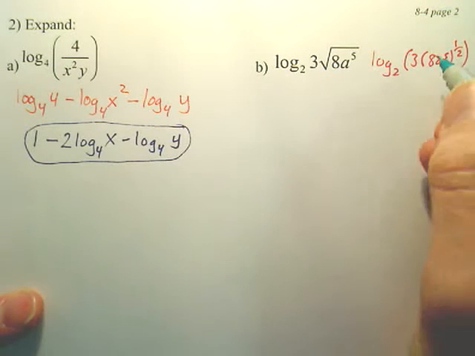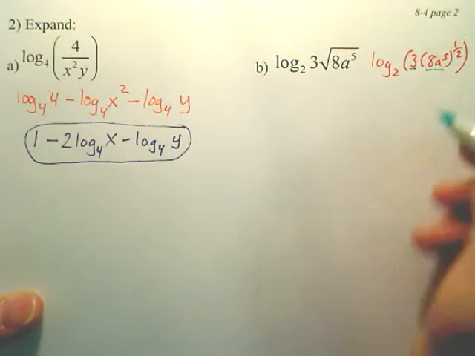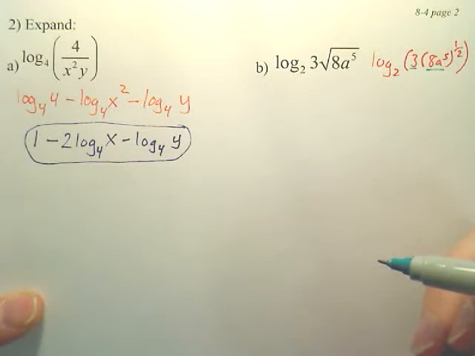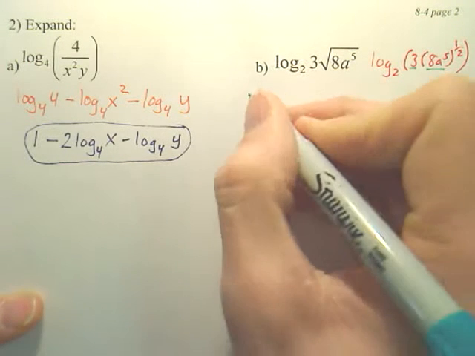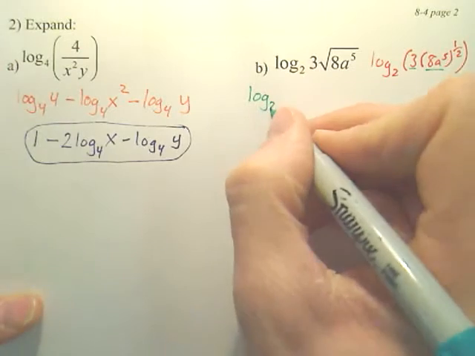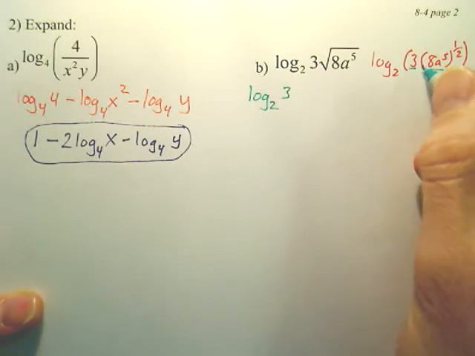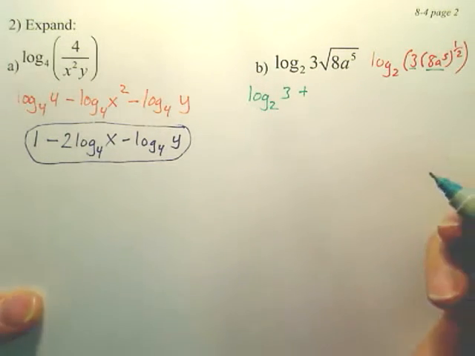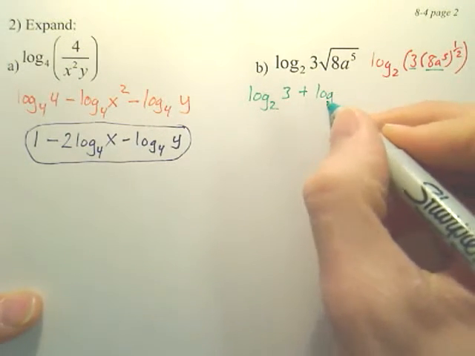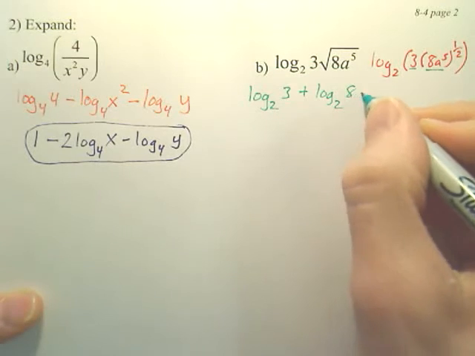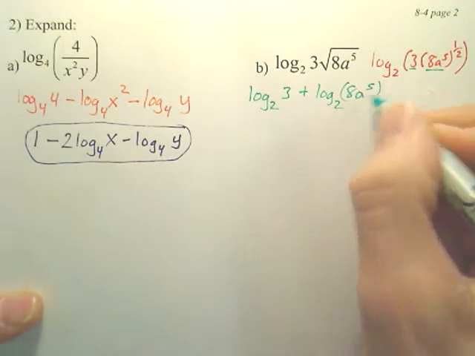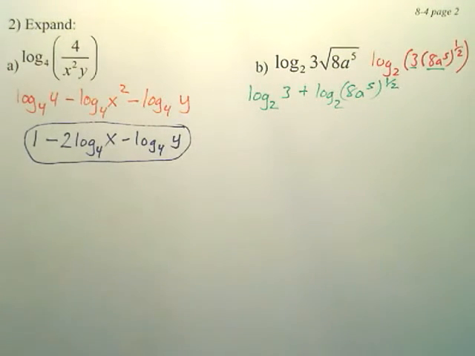So what I do here, do you understand I have two things multiply here? And when we talk about logs, when we're expanding, a multiply is a add. So we write log base 2, 3. That's for the first piece. And then we have a multiply, so that means add. Log base 2, and isn't that 8a to the 5th to the 1/2? So I took these two pieces, I separated them with a plus.